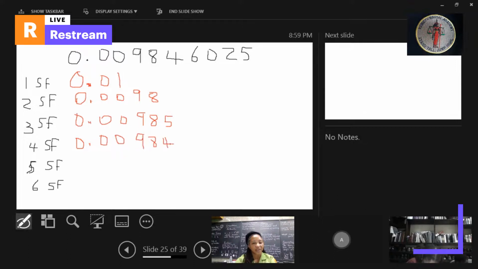All right. Five significant figures. That would be the 0, and the number on the right of it is less than 5, so we just write the number that we see, except for the right 2. So tell me. 0.009846.